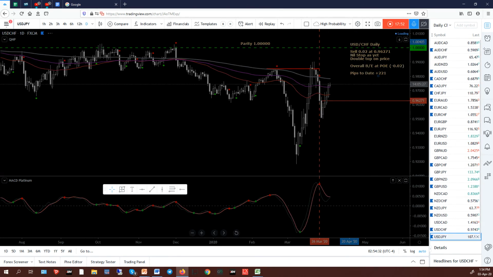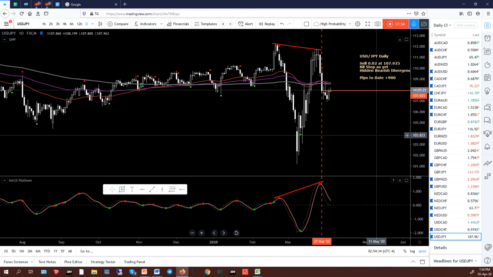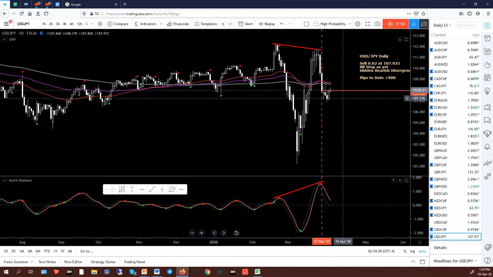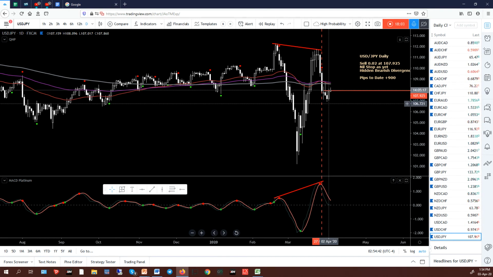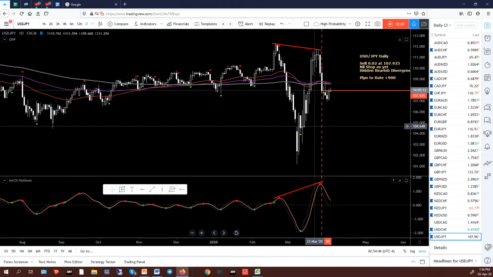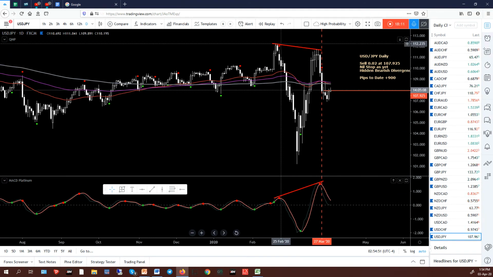And finally, the USD Japanese yen as we come up to 18 minutes. I've got a 20-minute limit on the TradingView. Took a sell here, went down, the MACD platinum again above the zero level. Hidden bearish divergence. Yep, so hidden bearish divergence.